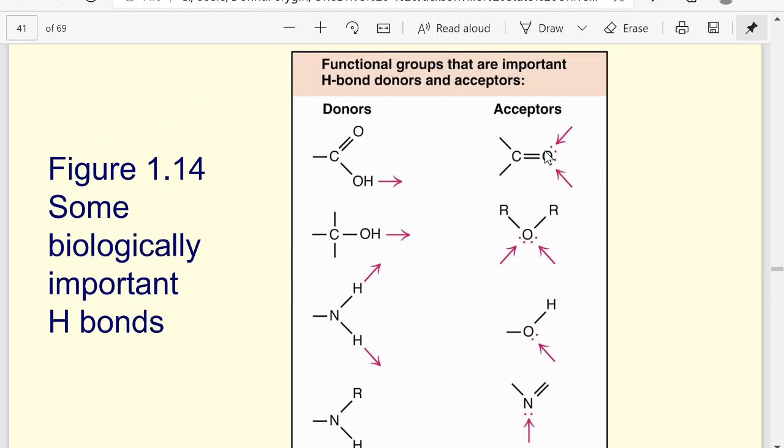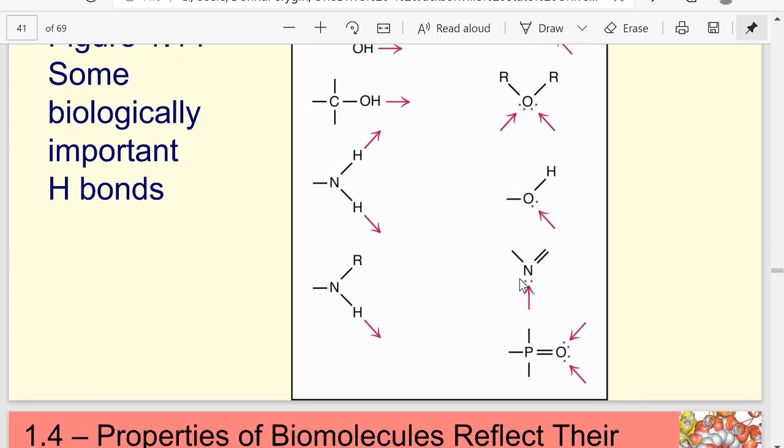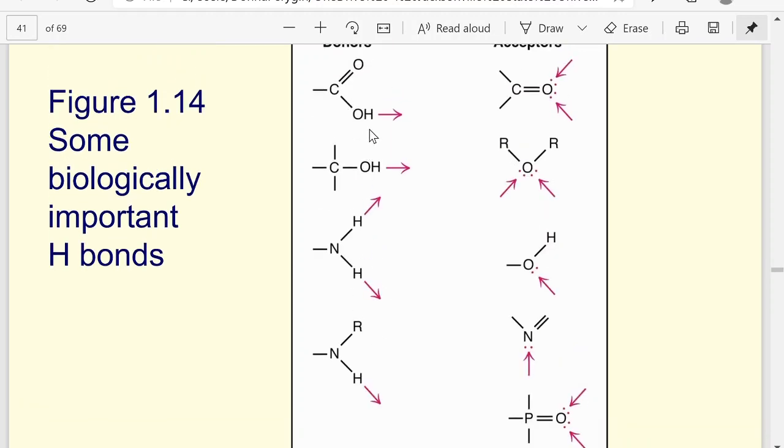And here we have some acceptors. Here we have carbonyl, we have an ether type moiety, alcohol. Okay, and so this double bonded nitrogen is an imine here, and we have this phosphorus oxygen double bond as well that can accept a hydrogen bond. So these guys over here on the right have a region of electron density that can accept a hydrogen bond, because remember that's going to be partial negative. And on the left we have the partial positive of the hydrogen that can donate a hydrogen bond.